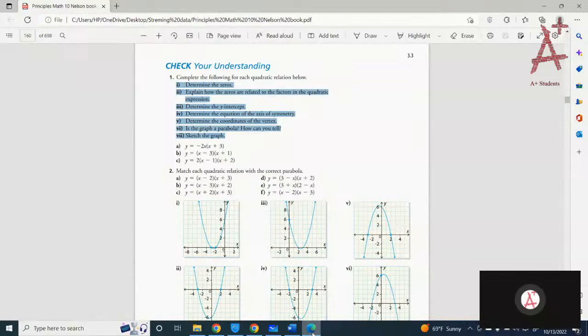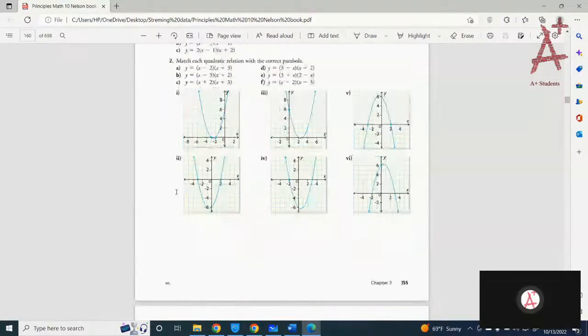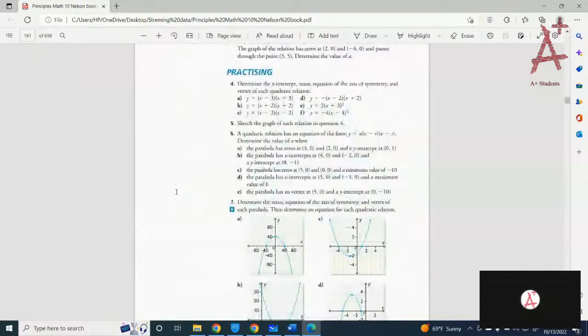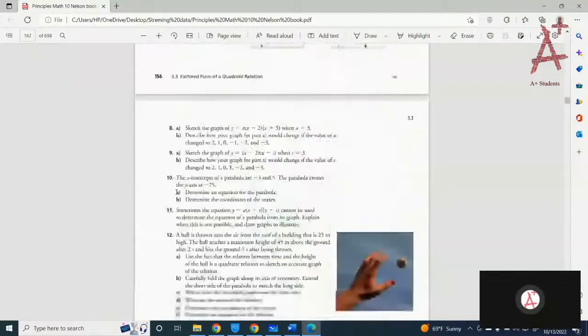Okay, then you are given match each quadratic relation with the correct parabola. You are given the equations, find the axis of symmetry and parabola for the equations, and then you can match the graphs. Got it? The same way I did question number one. The questions are exactly the same. I did the example, so you have to do the practice questions by yourself.